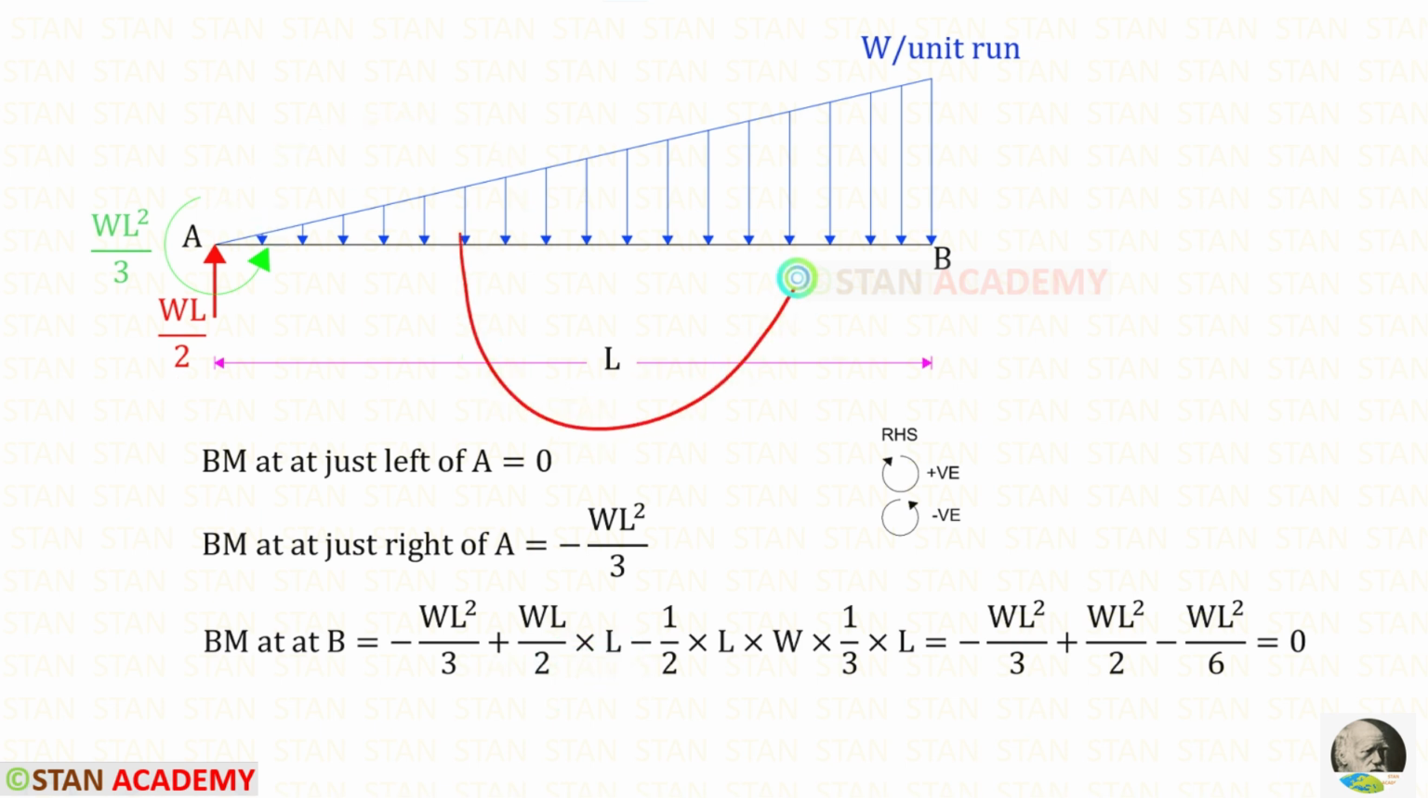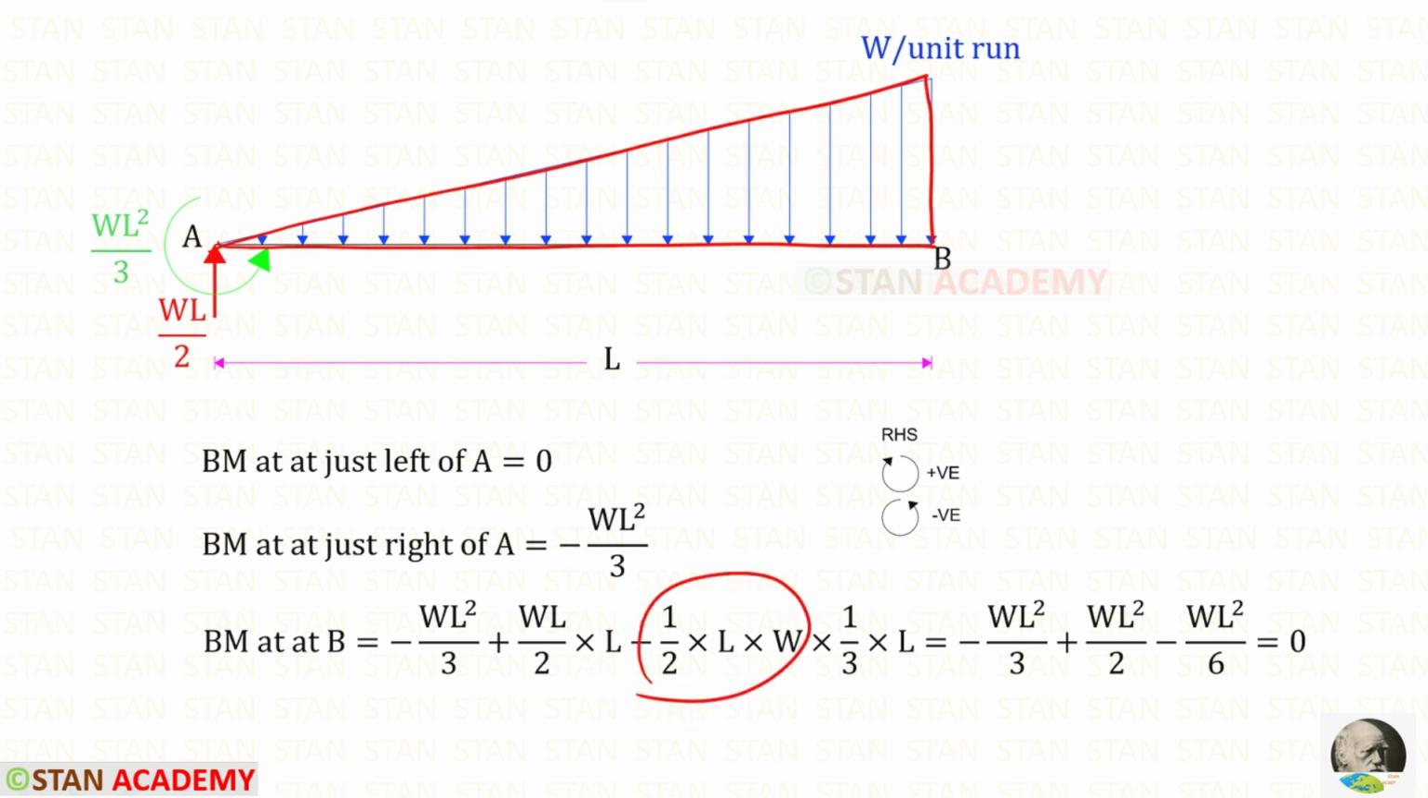The UDL is acting in the anticlockwise direction, so it will be negative. For the UDL, we have to multiply the area with the centroid distance. We know the area. The centroid distance about the point B is 1 upon 3 into breadth. Here the breadth is L, so 1 upon 3 into L. For the bending moment at B, we will get 0.